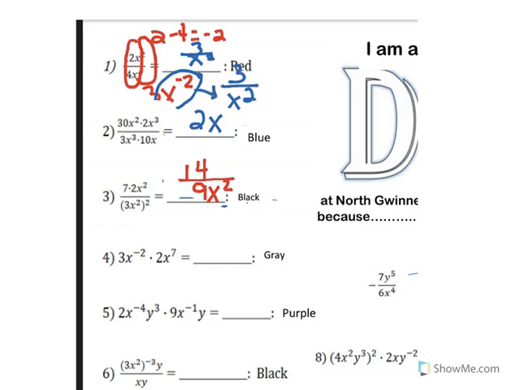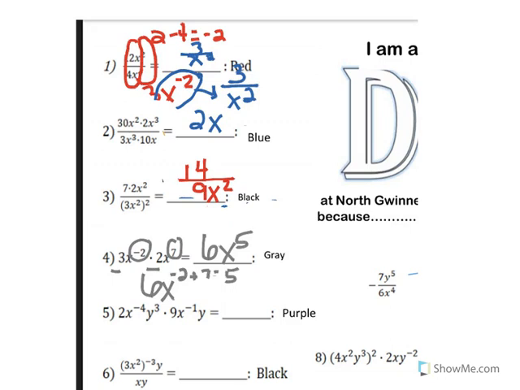Okay, number 4 is a little bit simpler. You're just going to multiply the number. So you're going to get 6. And then you're going to add the exponent. So x, you take those two and you do negative 2 plus 7. And that gives you 5. So your answer is 6x to the 5th power, because there's no other way to simplify it.